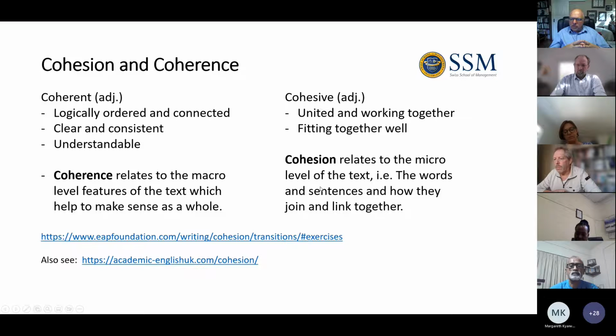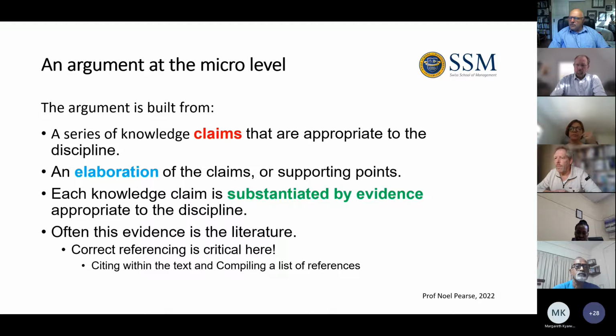So looking at a document, one can judge its level of coherence at the macro level and its level of cohesion at the micro level. If we look at the micro level of the argument, some of this is very straightforward and simple, but I think it's important to go over it again to ensure that we all understand it.